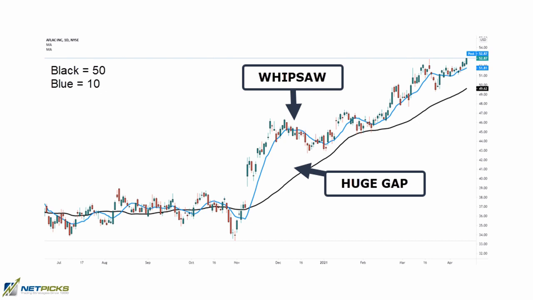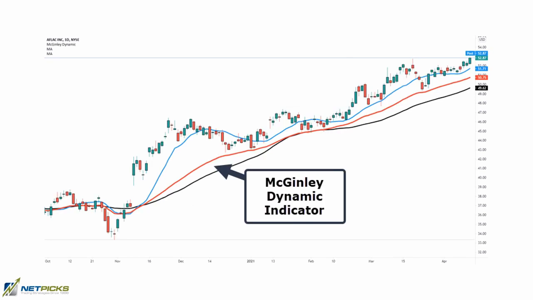Well, the McGinley takes this into account. It takes the shifts in the market speed, and it will plot a smoother and a bit more responsive line. So this can actually cut down on the number of false trading signals if you use an indicator for trade entry decisions. In this example here, I set the blue line to the exact same setting as the McGinley indicator.